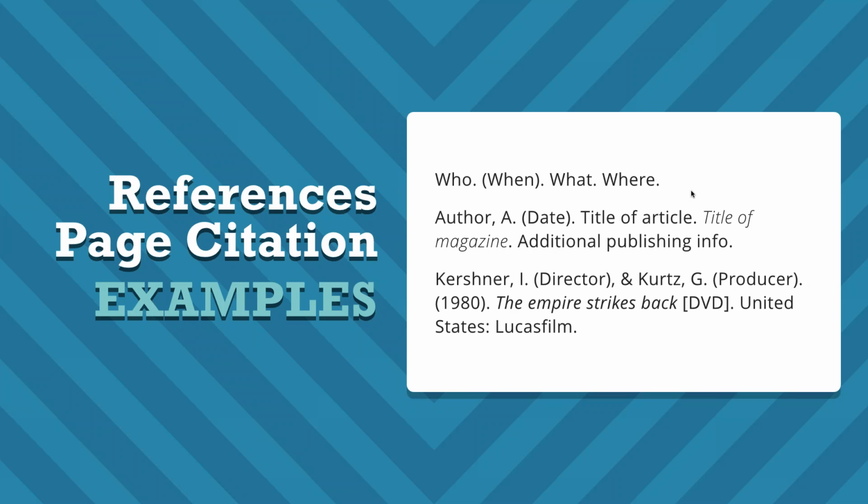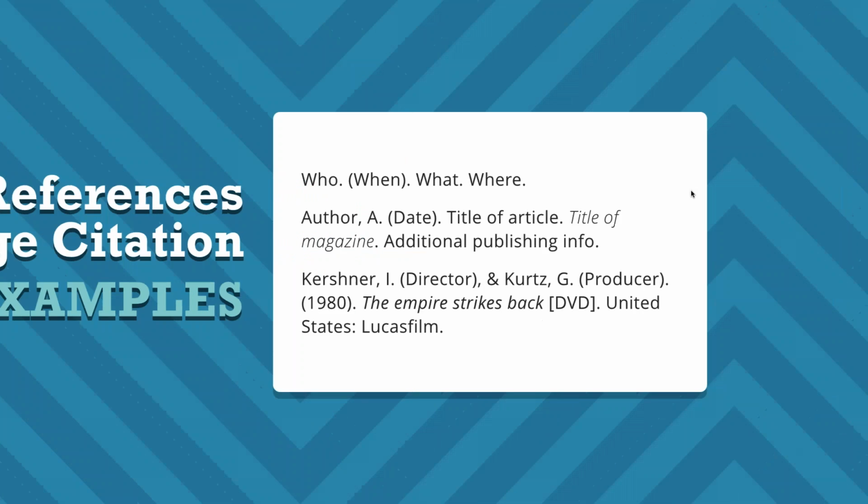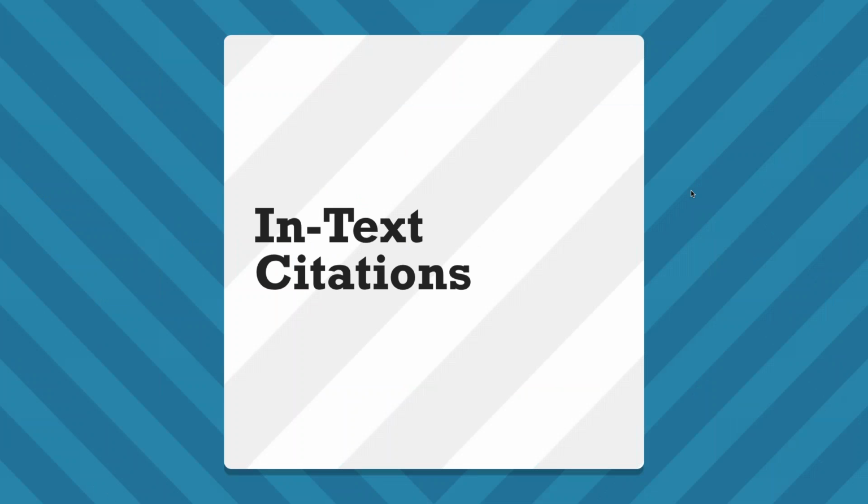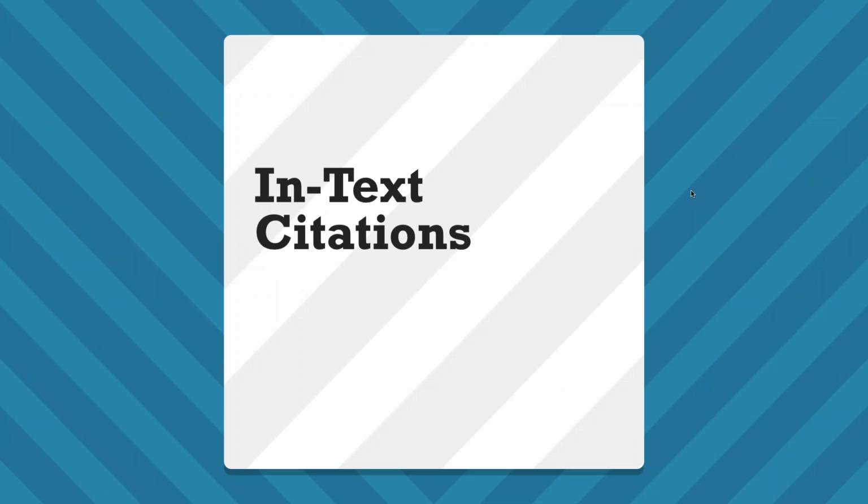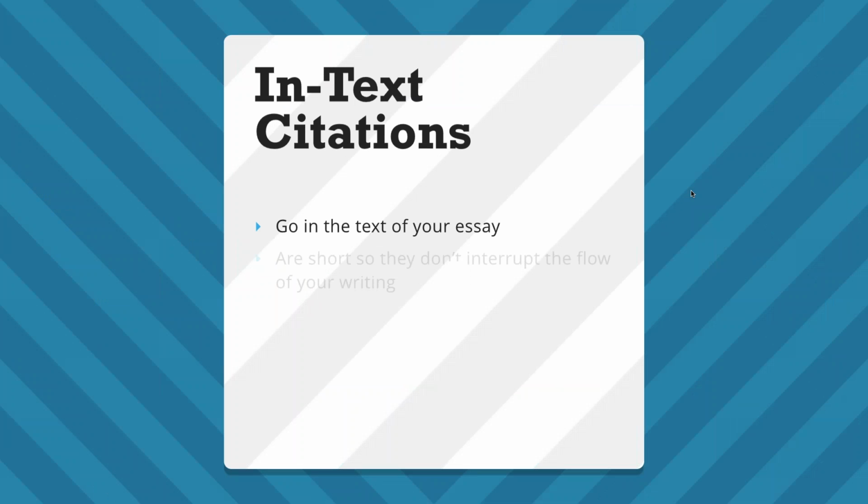All right, so once we have our references list, we still need to show where in the body of the essay this research was used, and that's where our in-text citations come in. They're called in-text citations because they are inside of our text, in the text of the essay. They are super, super short, itty-bitty, teeny, tiny pieces of information because we don't want to interrupt the flow of your writing. We just need to clue readers in that this particular sentence contains research.